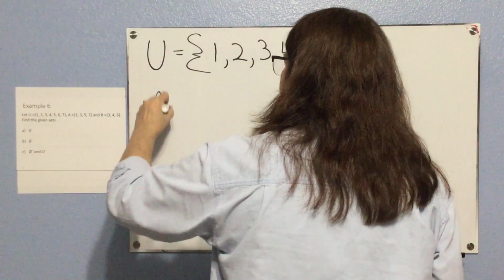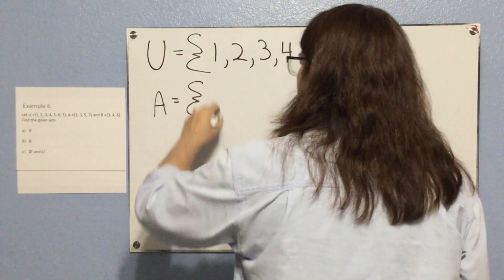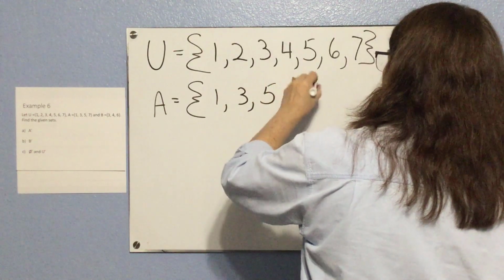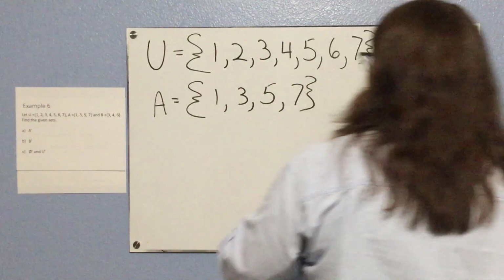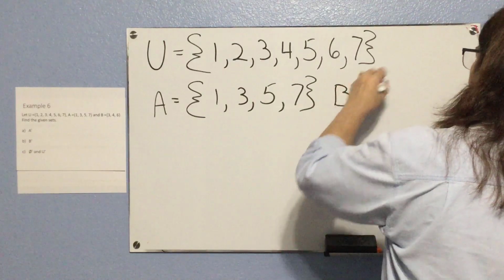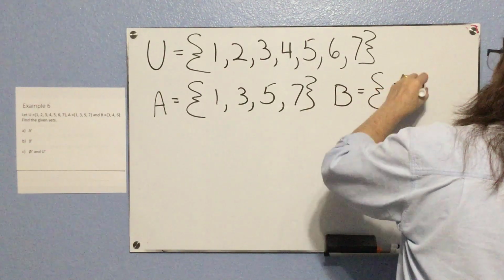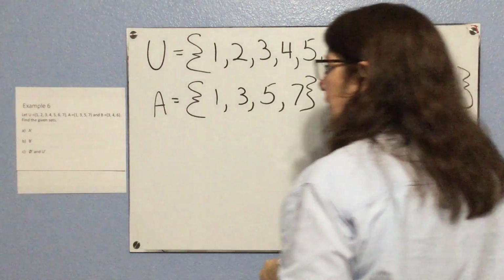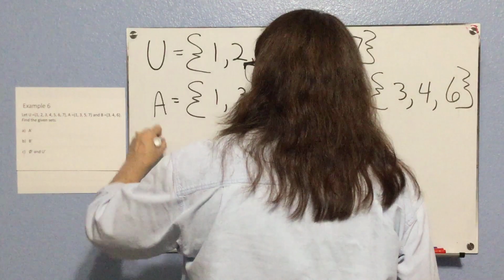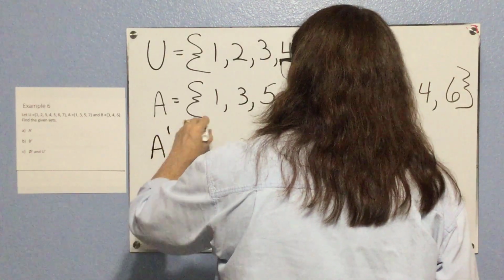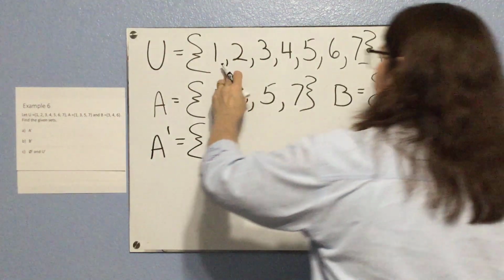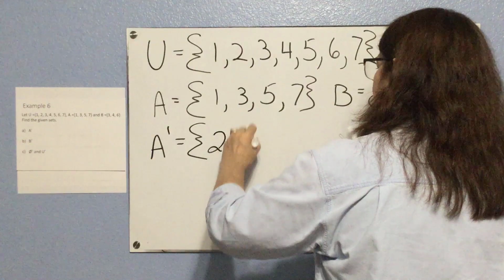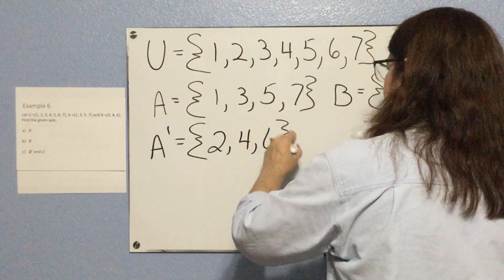And then I'm going to have set A, and set B. So if I wanted A complement, that would be everything that's up here, but not here. So it would end up being 2, 4, and 6.